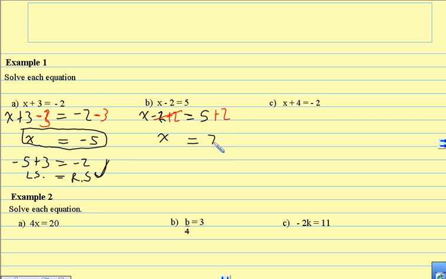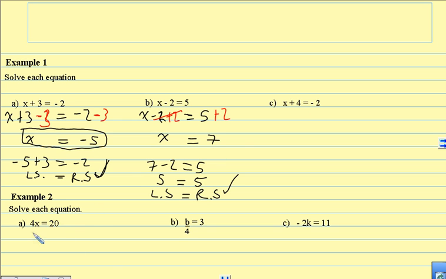Well, that's 7. If I check in the equation, 7 minus 2 indeed is equal to 5. So I get 5 equals 5, left side equals the right side. Awesome. So you guys do C. Now this is good for addition and subtraction.